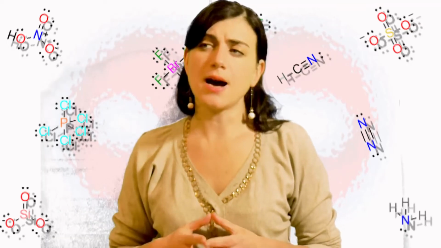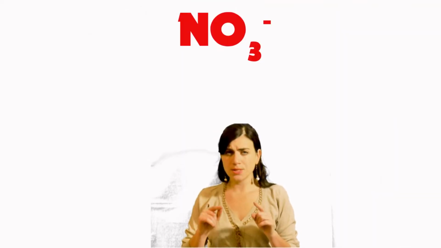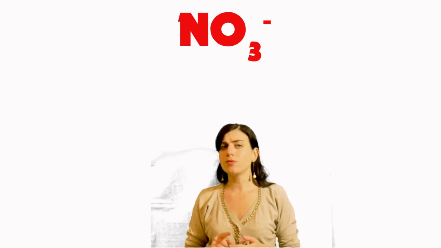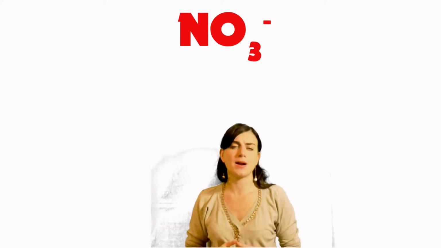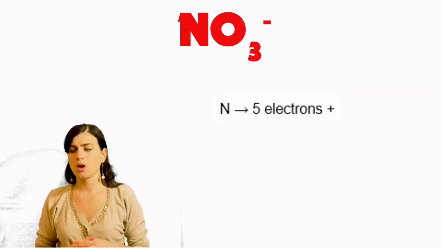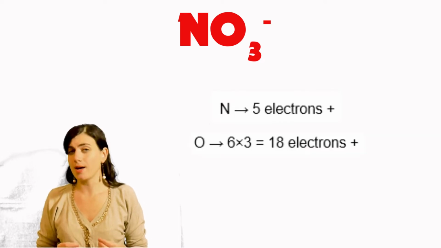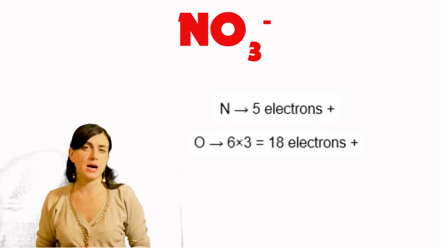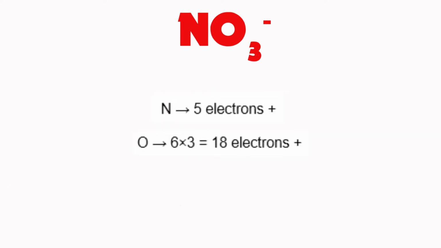Let's take the ion NO3-. If we have to write the Lewis structure for this ion, we have to follow this first rule. So let's see the valence electrons for each atom. Let's start from nitrogen. Nitrogen has 5 valence electrons. Oxygen has 6 valence electrons, but we have 3 oxygens in the ion, so we have to take this into account and consider 3 times 6, which equals 18.